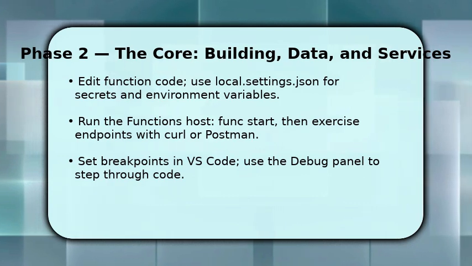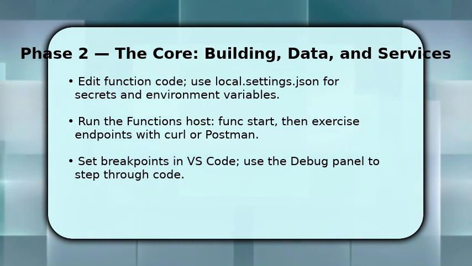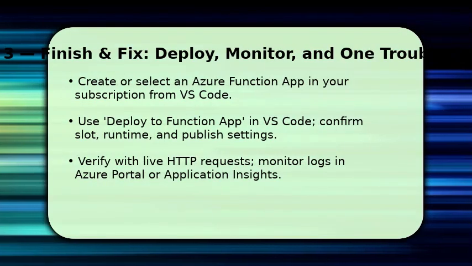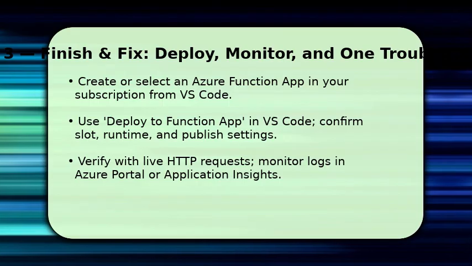You deploy once local tests pass. Select or create an Azure Function app from the VS Code Azure pane, confirm runtime and region, and choose a deployment slot if needed. Then use Deploy to Function App and watch the output for success.